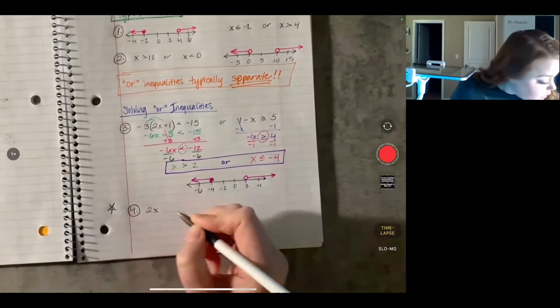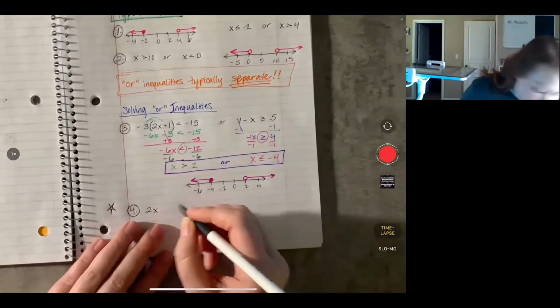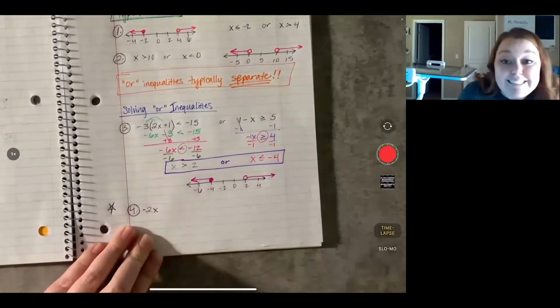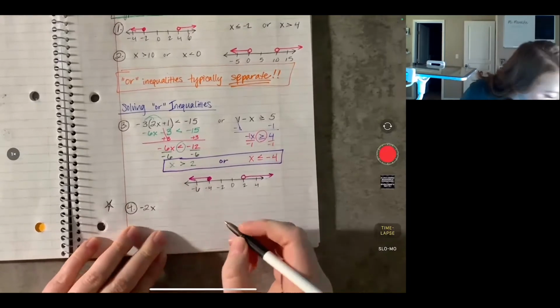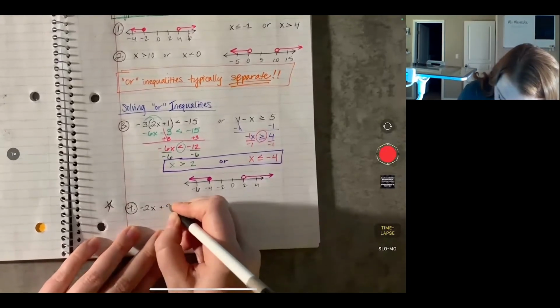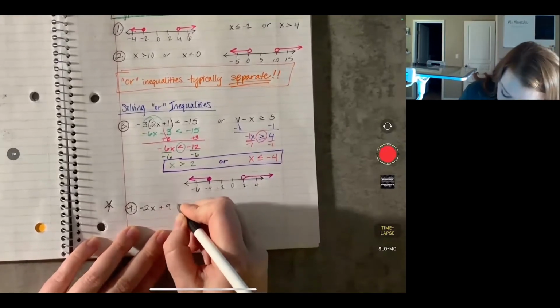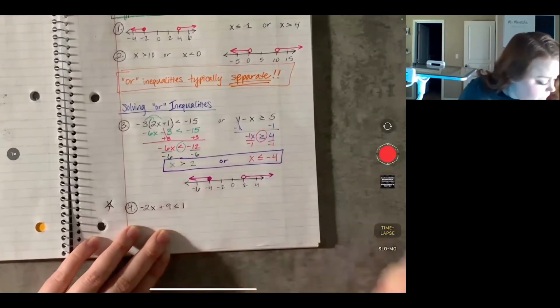Oh, sorry, that's a -2x. Okay, -2x plus 9 is less than or equal to 1.